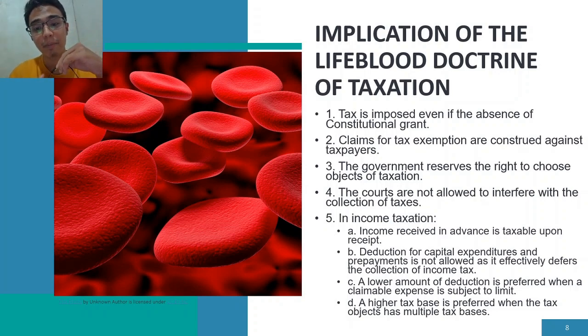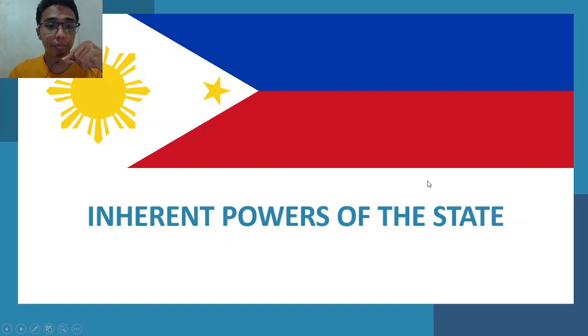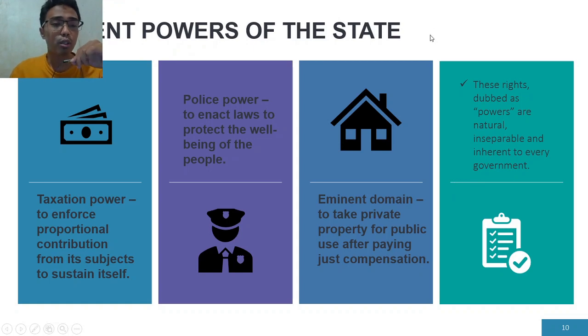As I said, when the tax is bigger, that is a good thing for the government. So, yun. Nagbabalik tayo sa inherent powers of the state. That is sa first definition kanina, yung inherent power. So, inherent powers of the state, we have 3 inherent powers. We have taxation power, we have police power, and we have power of eminent domain. Okay, so all of these 3 are the inherent powers of the state.